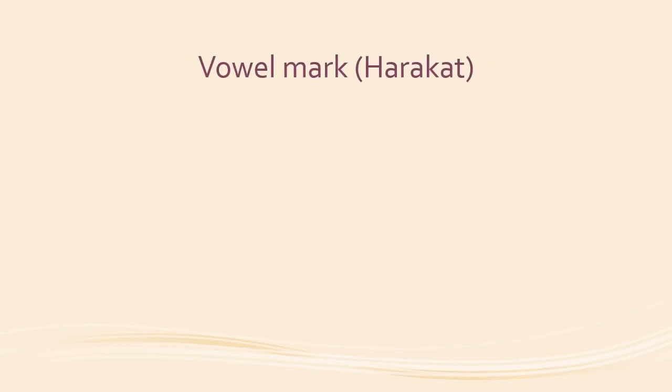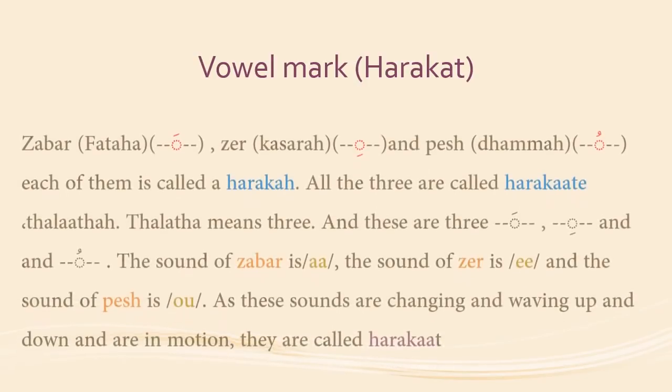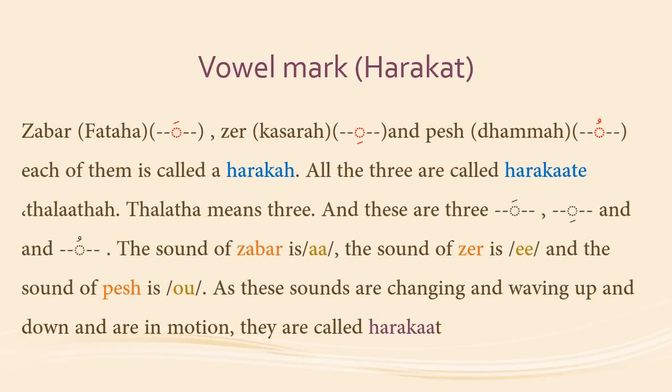Vowel mark, harakat. Zabar, fatha, zer, kasra, and pesh, dhamma. Each of them is called a haraka. All the three are called harakat thalatha. Thalatha means three, and these are three: zabar and zer and pesh. The sound of zabar is a, the sound of zer is e, and the sound of pesh is u. As these sounds are changing and waving up and down and are in motion, they are called harakat.